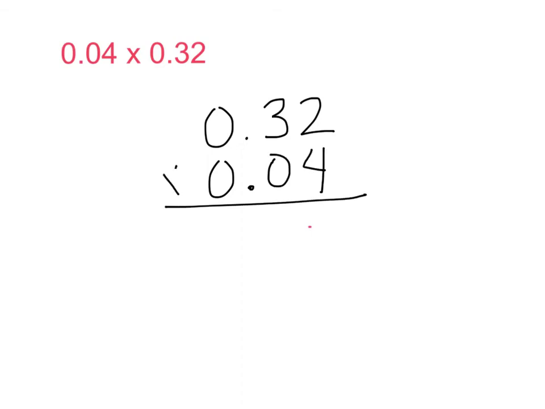This example can be found on page 203 at the bottom of the page, letter D. You can choose which number you would like to put on the top, but the easiest way would be to put 0.32 at the top and 0.04 underneath it. In this case, the decimal points do line up. But remember, it does not matter. They just happen to line up in this problem.